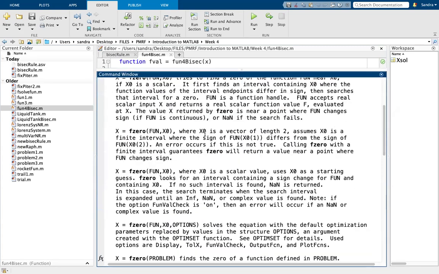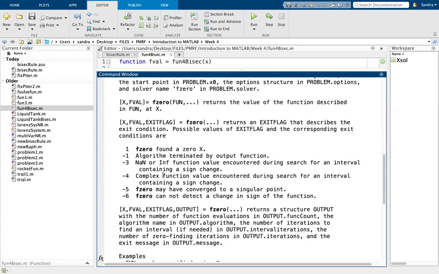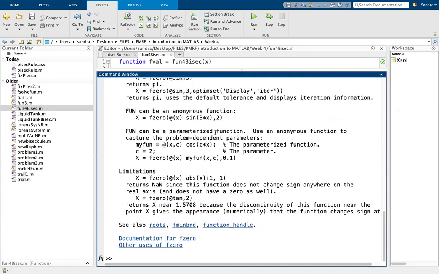You will be getting fzero, a single variable nonlinear zero finding method. It's trying to find the zero of a function near x0. Okay, so this is how we work with it. There are syntaxes also given to you.